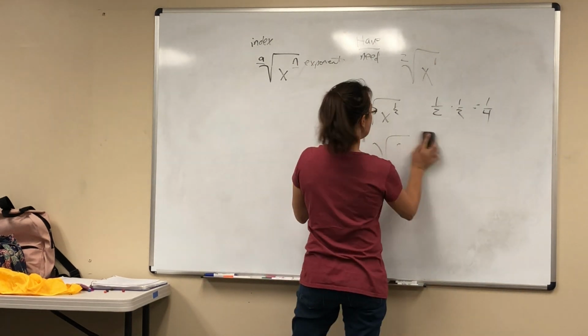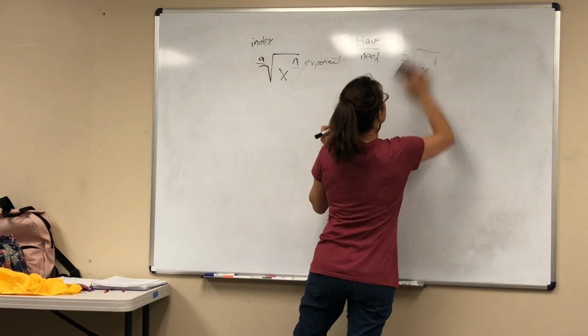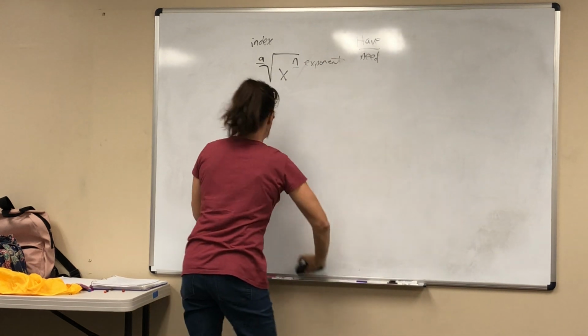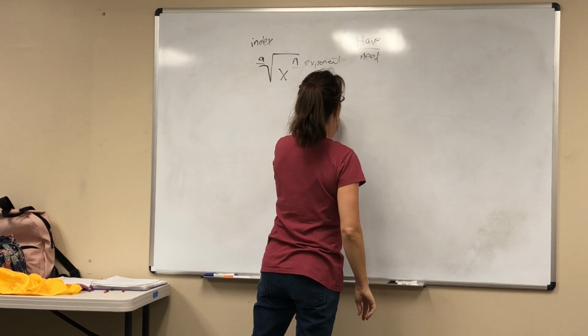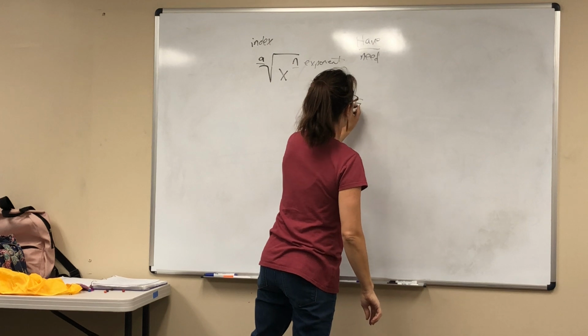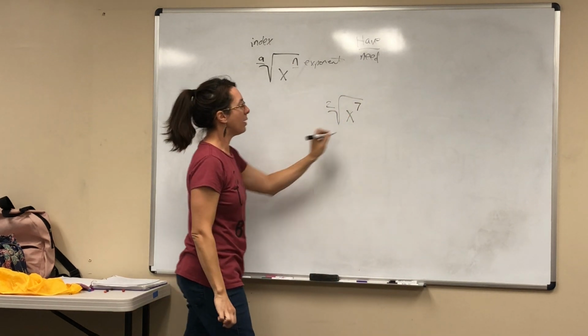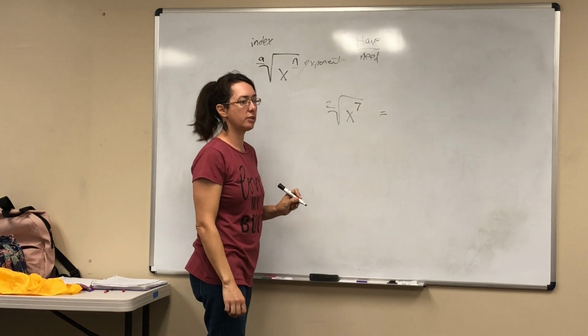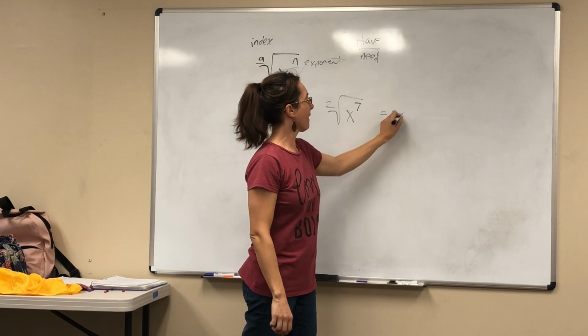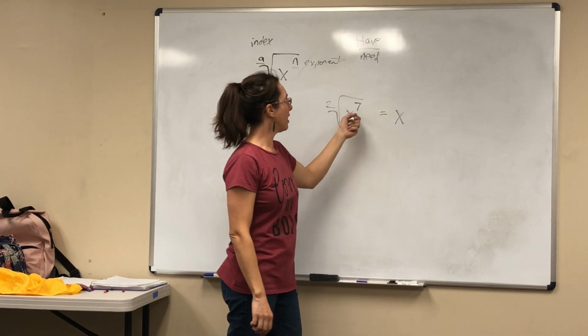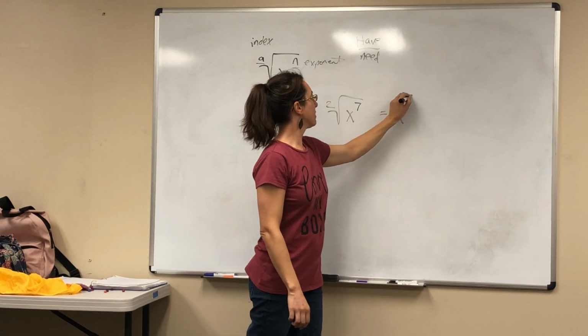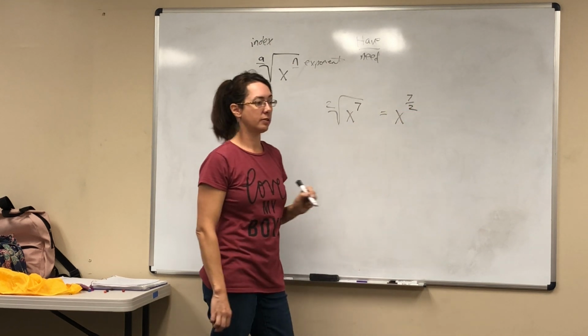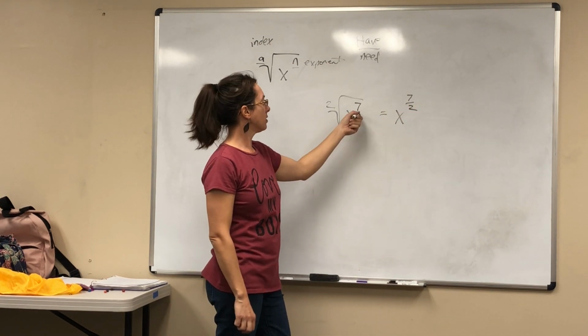Okay. So, if we have the square root of x to the 7th, how would I rewrite that as a fraction? X to the 7/2. Right?